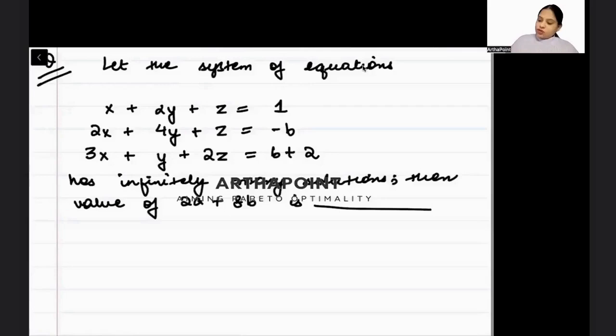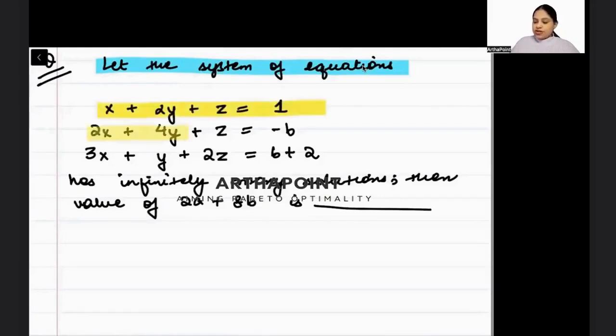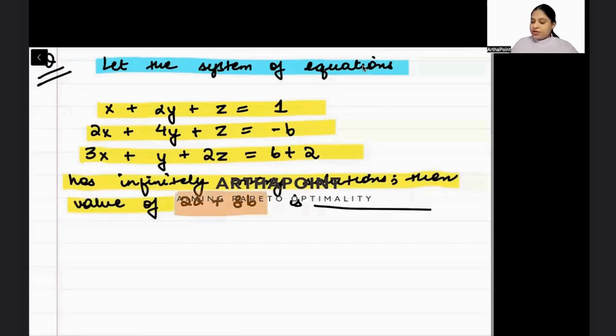Okay, beta. Thank you. Question of the day, देखो. Let the system of equations be. You are given 3 equations. 3 equation आपको दी हुई है. x plus alpha y plus z is equal to 1. 2x plus 4y plus z is equal to minus b. 3x plus y plus 2z is equal to b plus 2. Has infinitely many solutions, then the value of 2a plus 8b is.